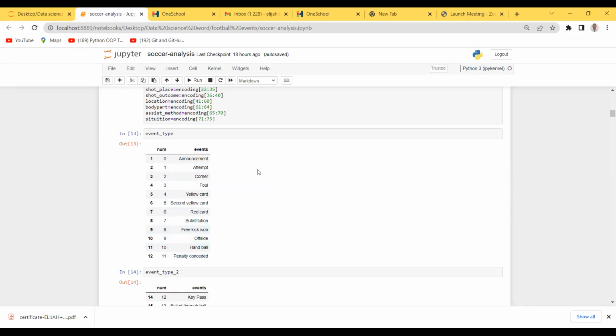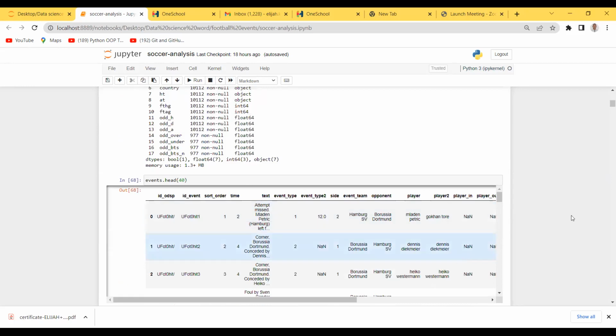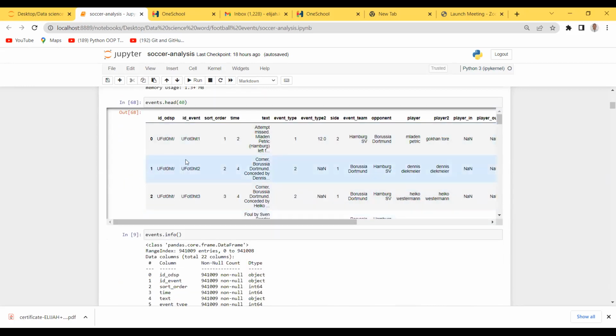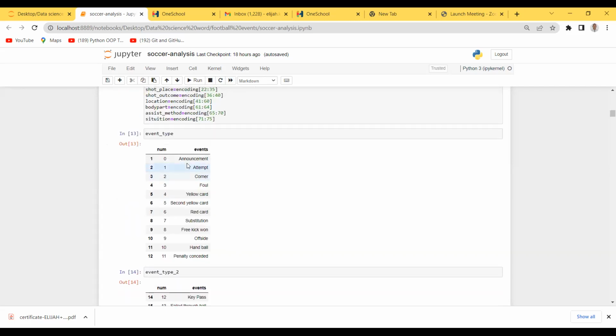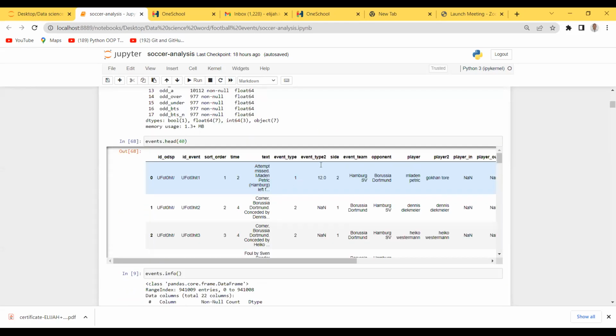I think this data, Omar, is trying to record each and every event that happened in those football tournaments. When they start the game, after a few minutes, a red card, they record that as an event. A penalty, they record that as an event. A throw-in is an event. So the first one, this event is an attempt.